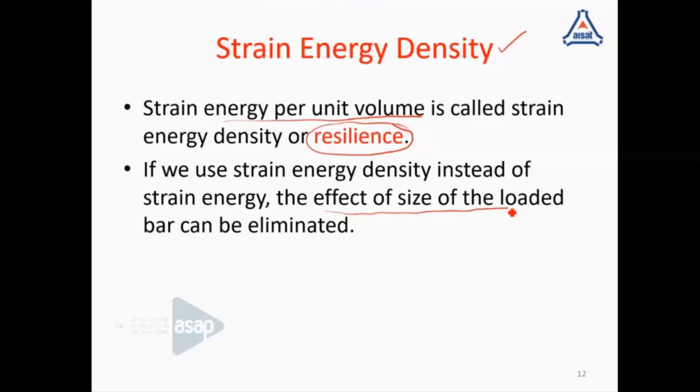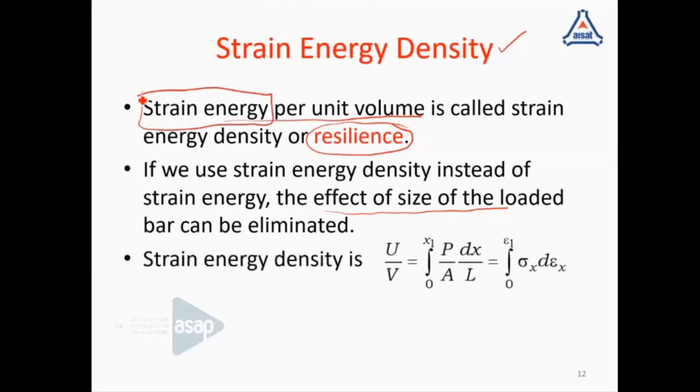But if we are taking strain energy alone, the dimension or the size of the body has an effect. Now it can be defined as U by V, where U is strain energy and V is the volume of the body.